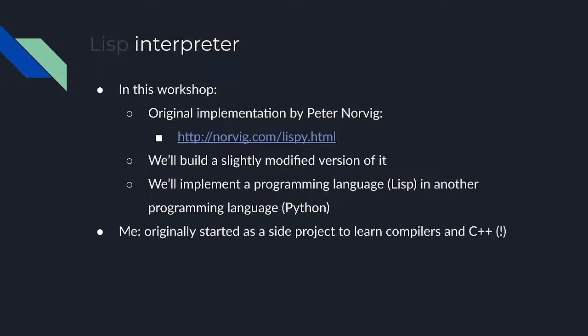So why am I doing this? For me, it originally started as a side project to learn compilers and, God forbid, C++, because I had to learn it for work. So I thought, okay, I'm going to kill two birds with one stone: learn how to write compilers and learn this beast called C++. So I used the original Peter Norvig reference and started to re-implement it in C++. And yeah, I made some progress. But for this workshop, I'll just use the Python one instead because I don't want to torture you guys with C++.